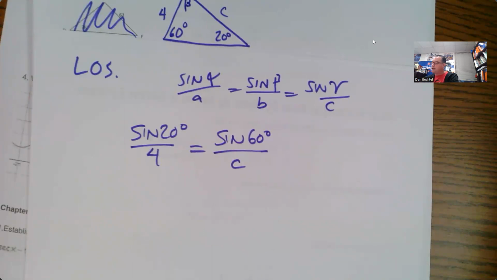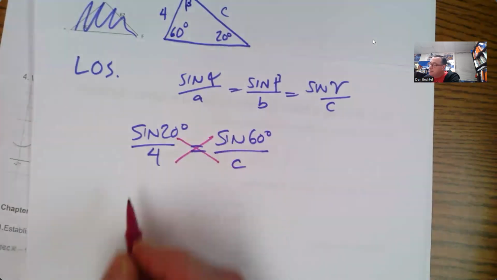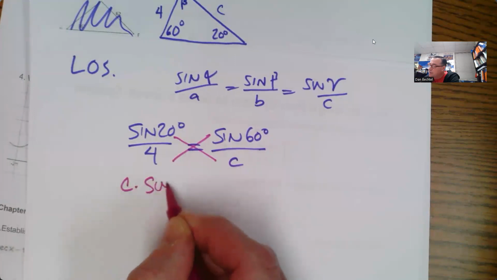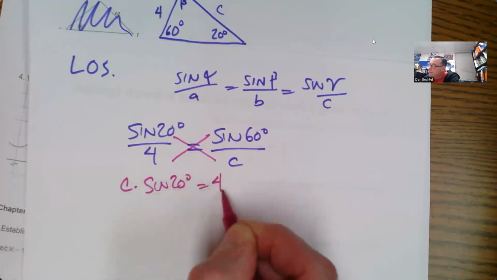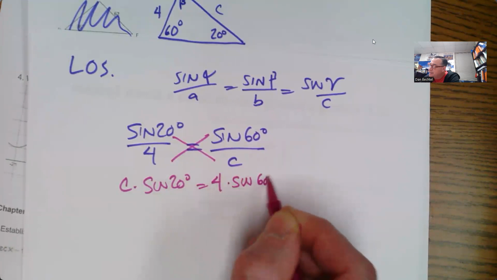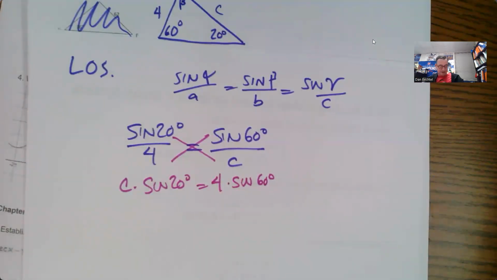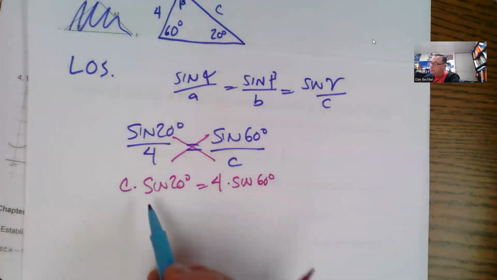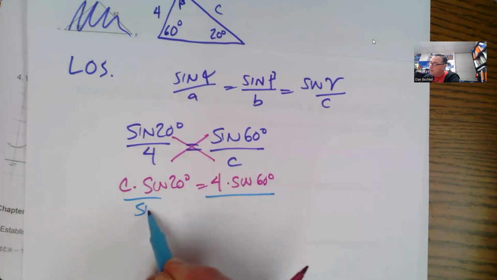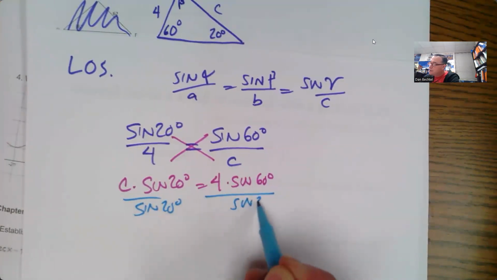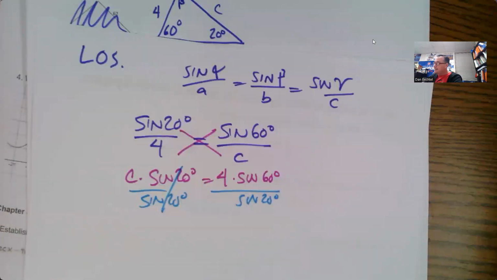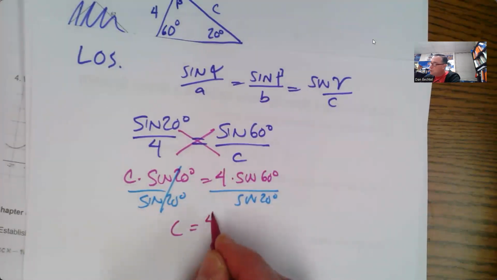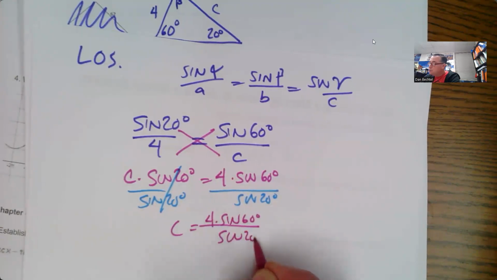So if I'm going to do this, let's cross multiply right here. This is going to be C times the sine of 20 is equal to 4 times the sine of 60. And then because I'm solving this for C, I will take both sides and divide by the sine of 20 degrees. That'll cancel out, and I get that C is equal to 4 times the sine of 60 over the sine of 20.